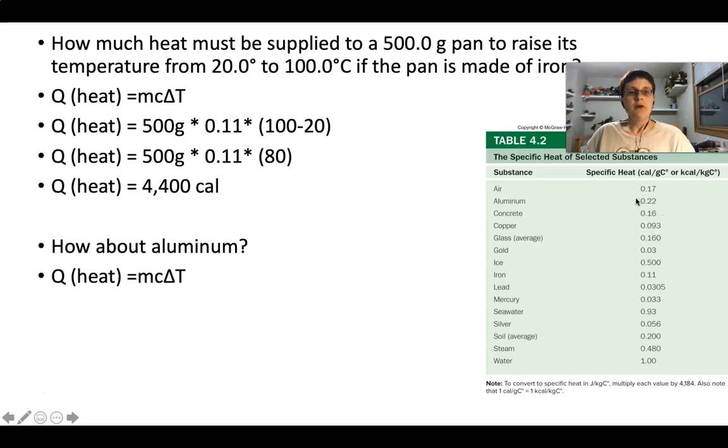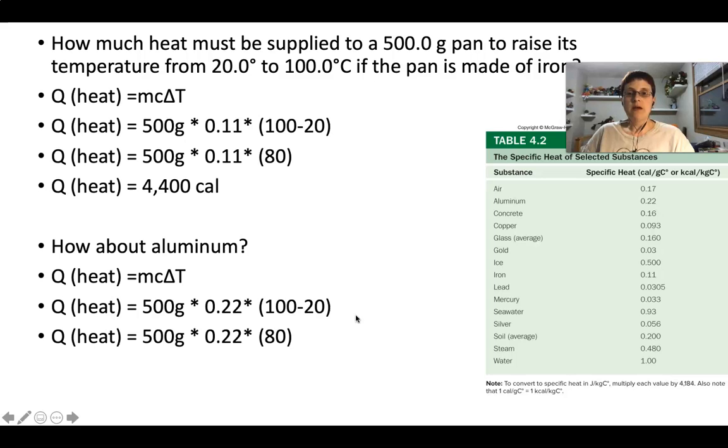And if you remember from the earlier lecture, the higher the specific heat number, the more heat it's going to take to change the temperature of that material. So our Q value should be higher for this pan. So let's plug the numbers in. So 500 grams, 0.22 for specific heat, and then the same temperature difference. And when we do the calculation, it makes sense that it's doubled because we doubled the specific heat. And so we get, for the aluminum pan, 8,800 calories.